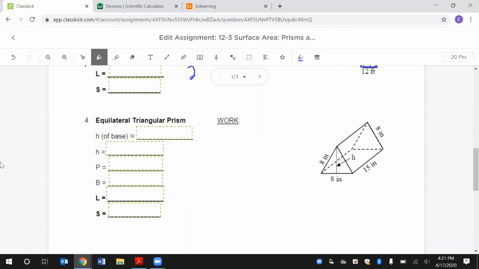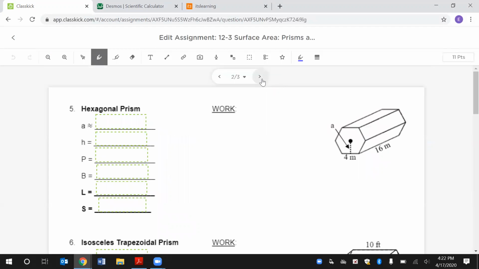So number 4, equilateral triangle prism. Again, it's a triangular prism. That means my bases are triangles. So this formula would again be base times height divided by 2. Since it's a prism, you continue to use the same formulas for prisms. I'm going to come back and do this one because that is one of the harder ones. So I'm going to solve this one entirely.